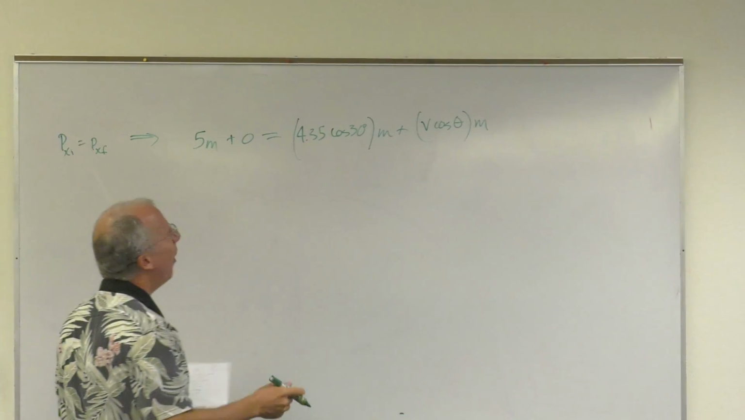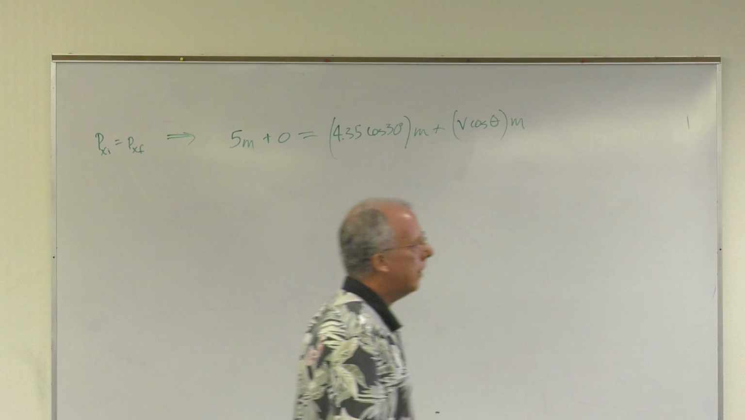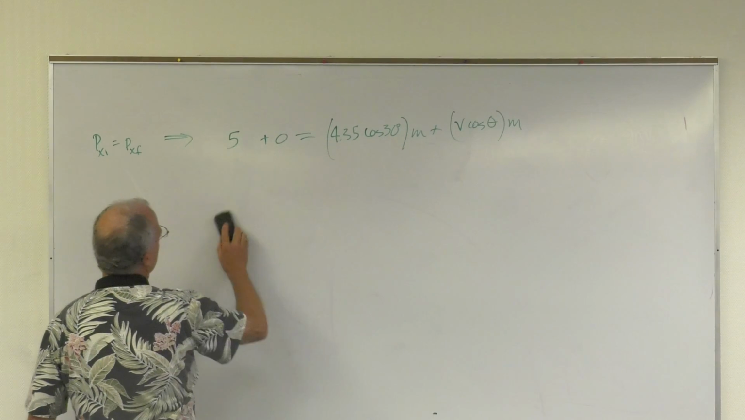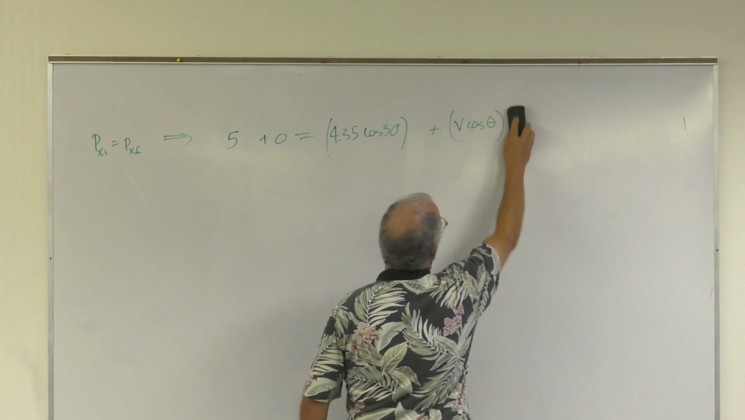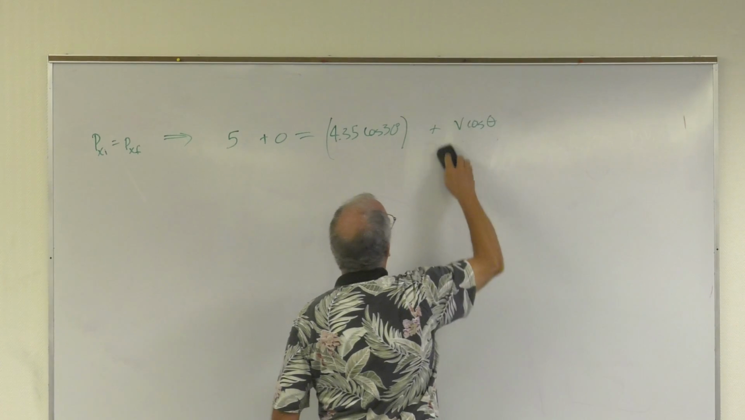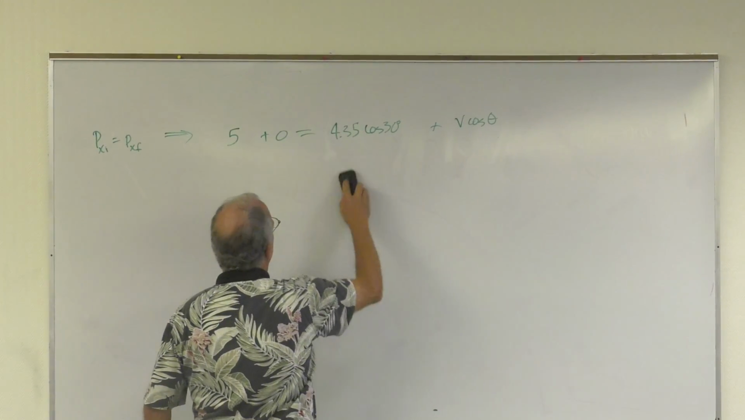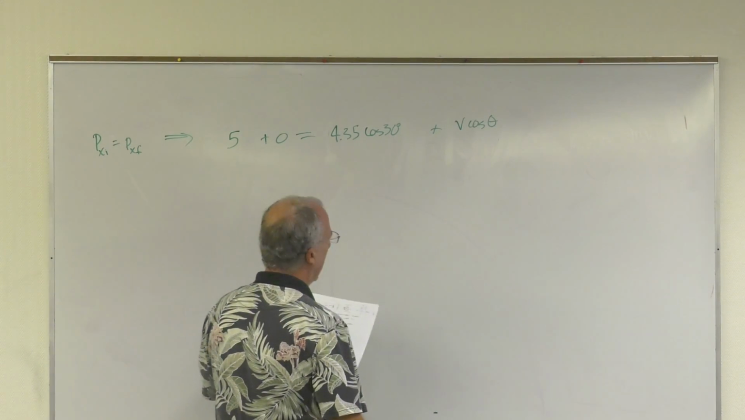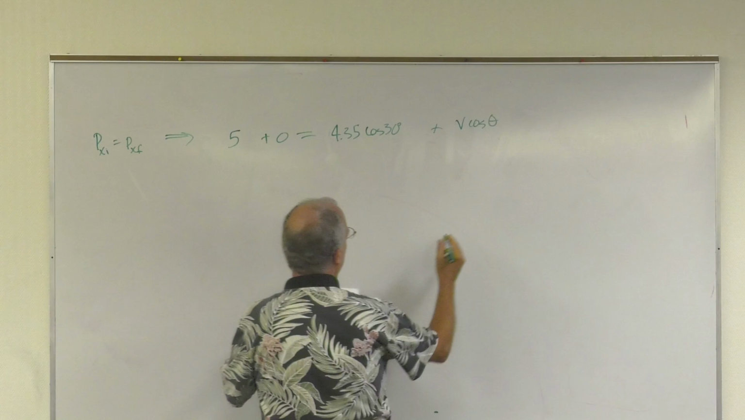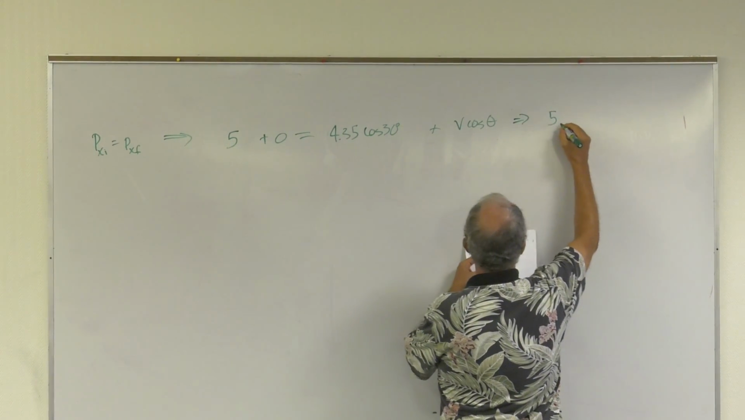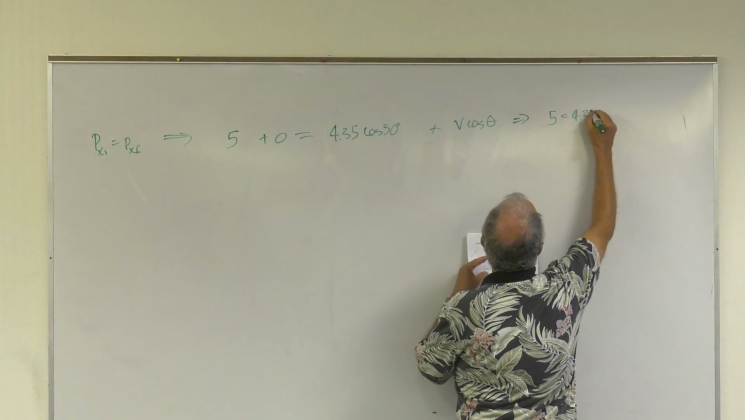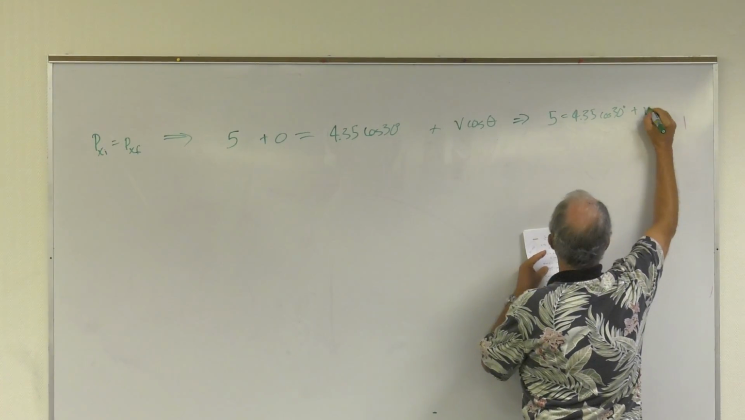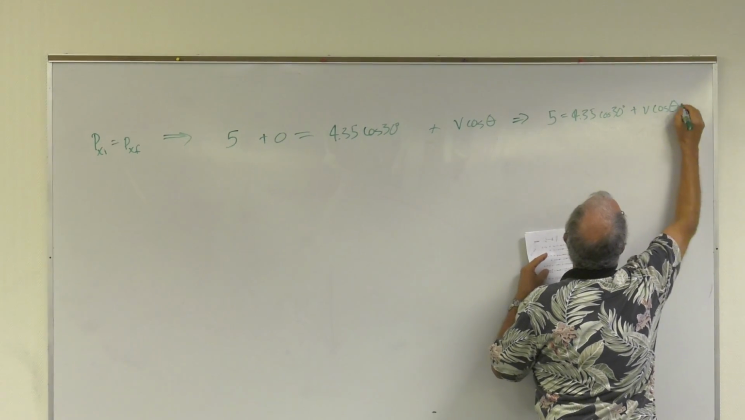Now, what do you notice? If they both have the same mass, we can get rid of the masses. Isn't that nice? So divide by the masses. That's nice. All right. So what we have then is 5 equals 4.35 cosine 30 plus v cosine theta. All right, there we go.